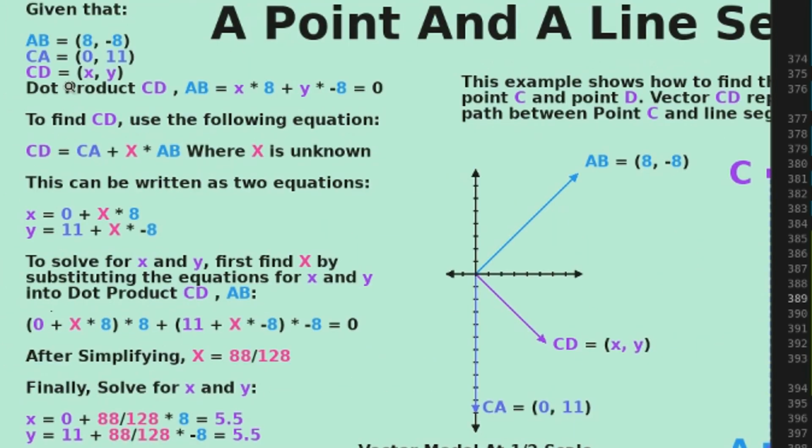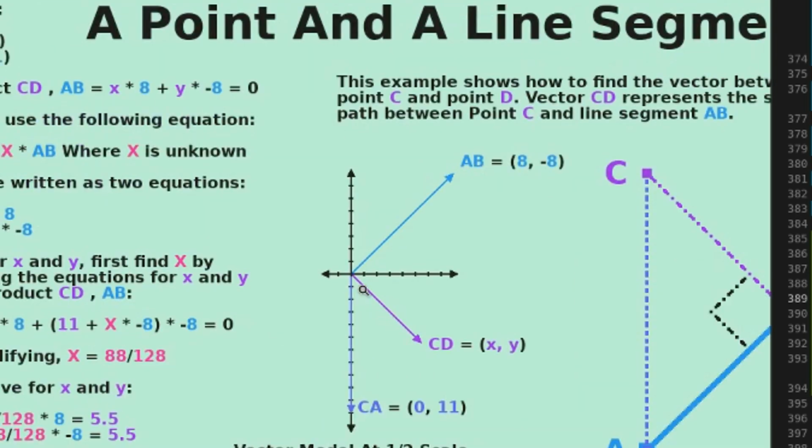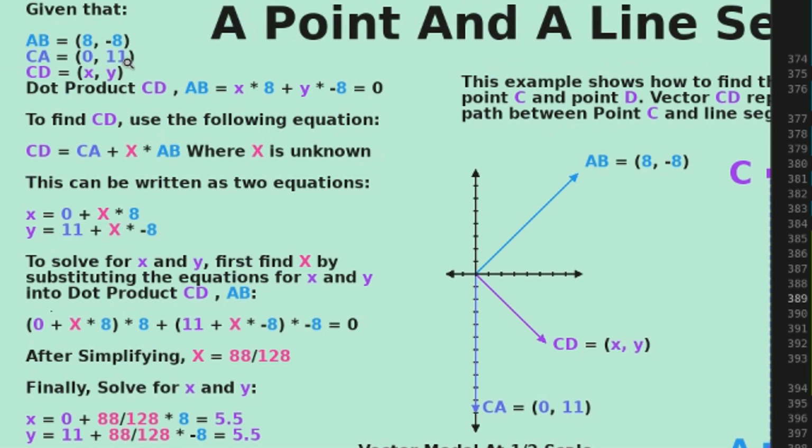Then we've got CD. We don't know what CD is, but we know just by looking at it that this is CD. And if we really wanted to figure it out, we could just count it out. We could go 1, 2, 3, 4, 5.5, and 1, 2, 3, 4, 5.5. So we know that CD is 5.5 and 5.5, but we didn't actually do any math to get there. We're just eyeing it up. So let's figure out how to solve for CD here.